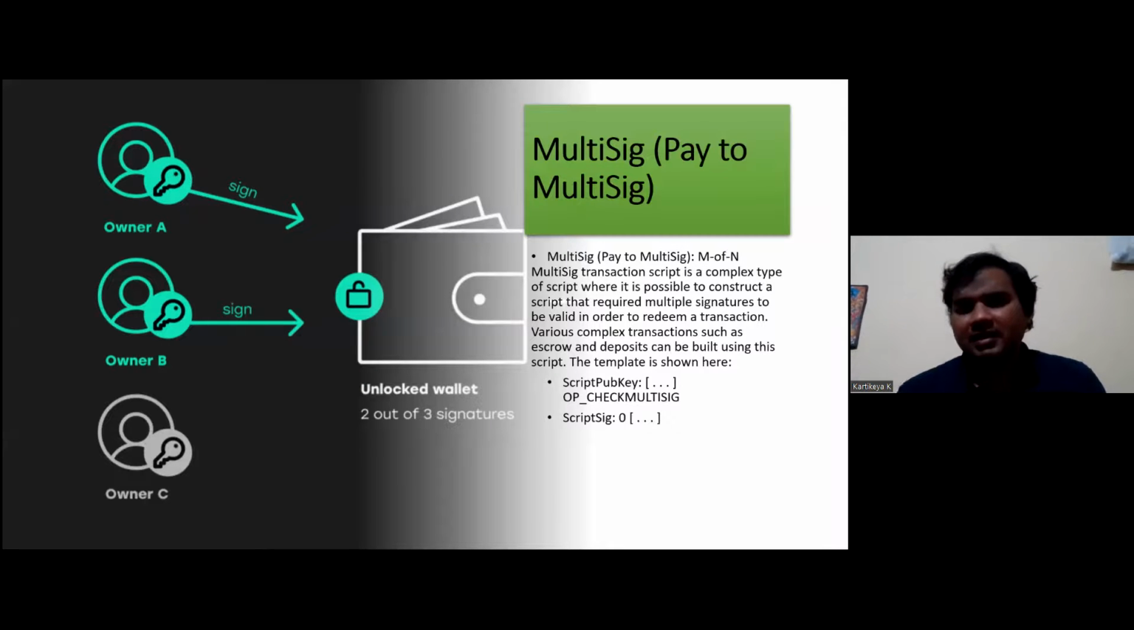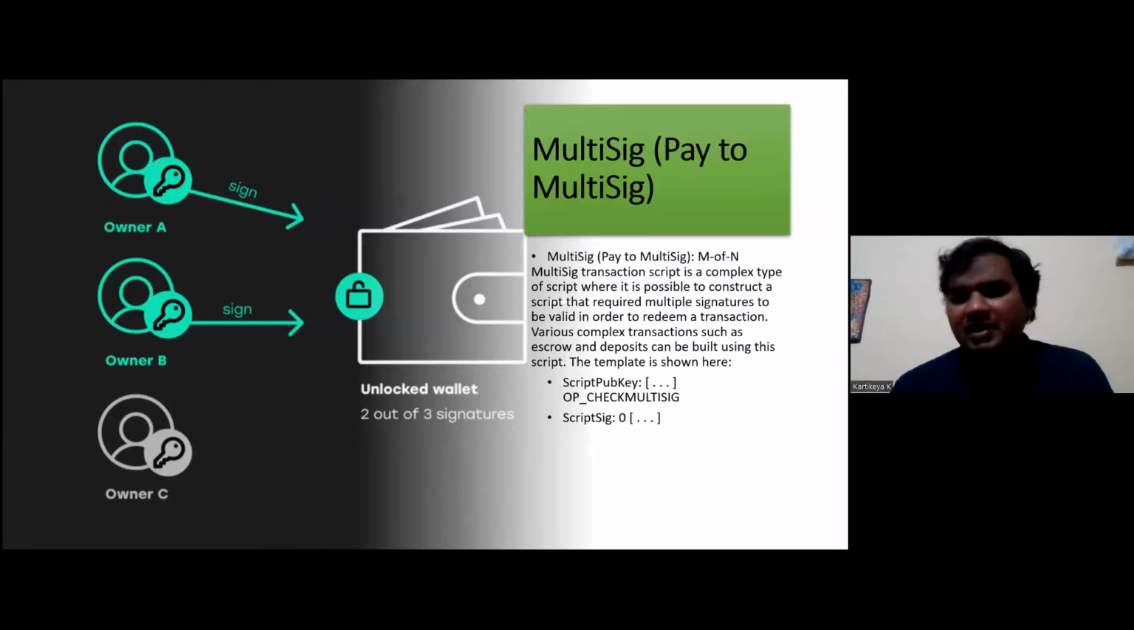Multisig, pay to multisig, M of N multisig. Multisig means multi-signature. The transaction script is a more complex type. Why? Because earlier, in normal addresses, we have only one private key, right? But in multi-signature addresses, what do we need? We need to provide more than one private key. So it is more complex.